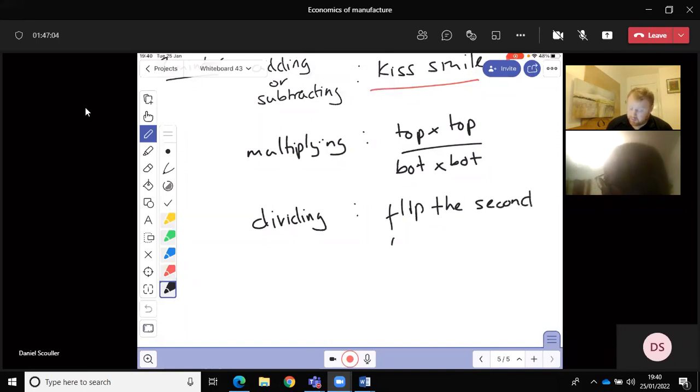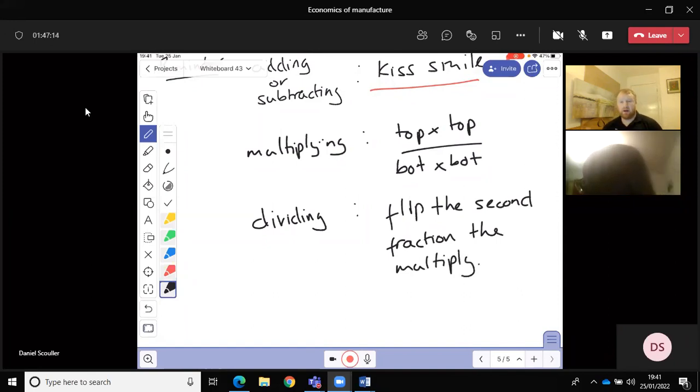So flip the second fraction, then multiply as normal. Okay, so there's one extra step in there. Again, as long as we remember to flip that, and then change the sign in the middle, it's a pretty straightforward, straight off multiplication.